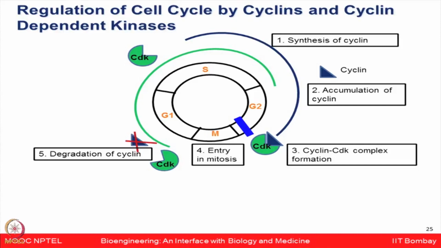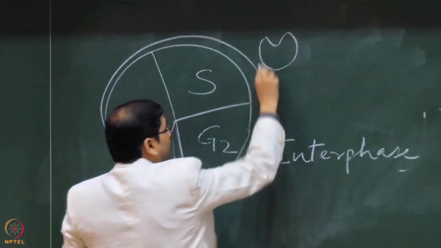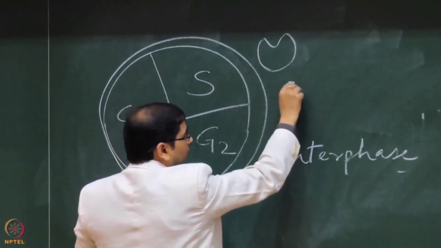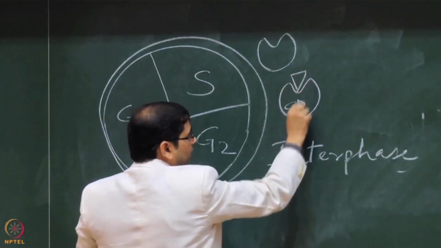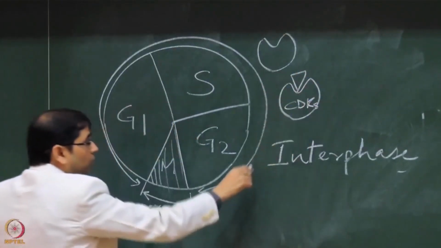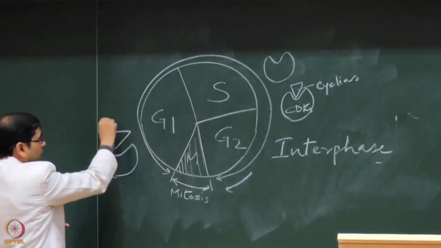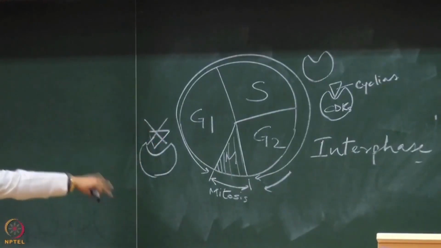So, let us look at this in the diagram now. The synthesis of cyclins happens in the S phase. Now, the cyclins are accumulated, and then they form a complex with CDKs. Then they allow the cell to enter the mitotic process, and then the degradation of cyclins happens and CDKs get dissociated, which ensures the cell has completed that particular part. So, this now moves the cell into the G1 phase.